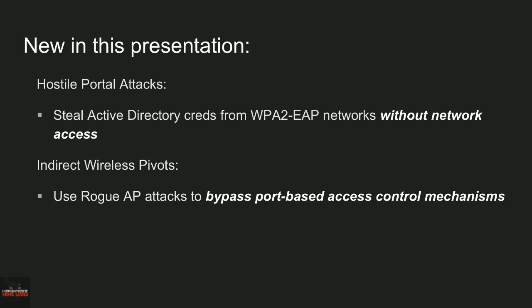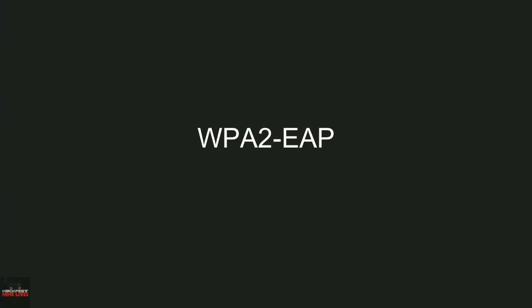All right, so two new things in this presentation. We're going to have two new attacks. One is a hostile portal attack, and you can use that to steal Active Directory credentials from WPA2 EAP networks without direct network access. And the second thing we're going to go over is the indirect wireless pivot, which you can use to bypass NAC mechanisms.